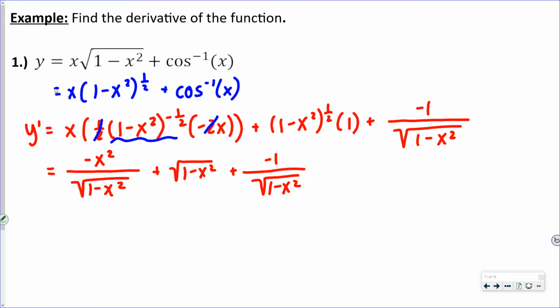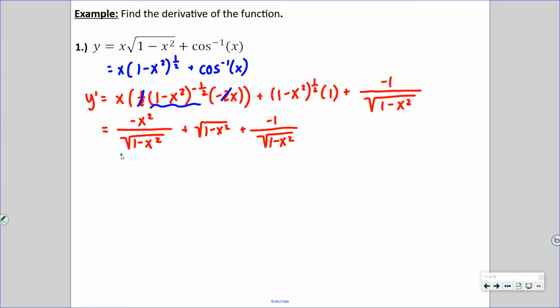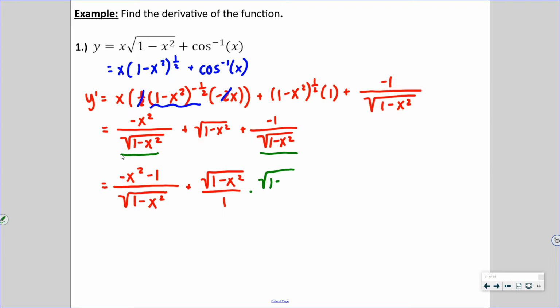So I see some common denominators already. What I'm going to do here, and obviously there are different ways you could go about this, is add these together. In the meantime, I'll make a common denominator with this one, and then I'll add it in the end. But these two, the green ones, already have a common denominator. So I could just rewrite that as negative x squared minus 1. And then here, I want to times the top and bottom by the square root of 1 minus x squared to make common denominators.